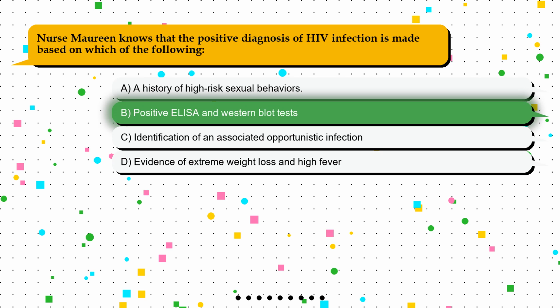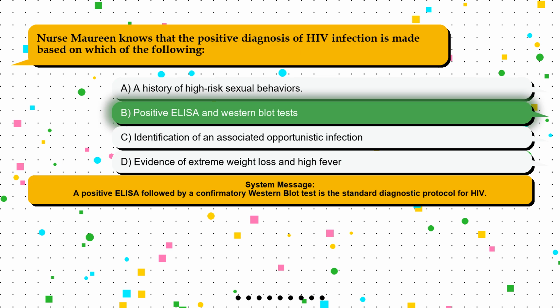The correct answer is option B. Positive ELISA and Western blot tests. A positive ELISA followed by a confirmatory Western blot test is the standard diagnostic protocol for HIV.